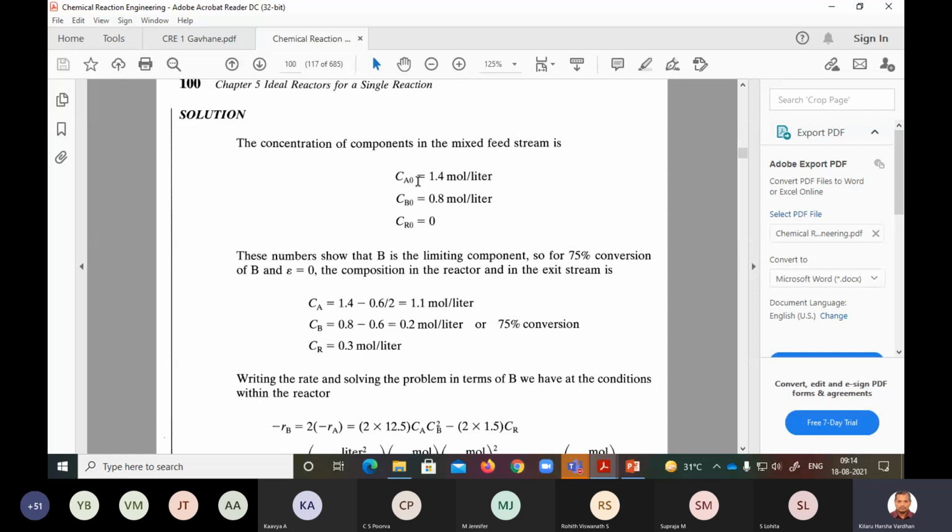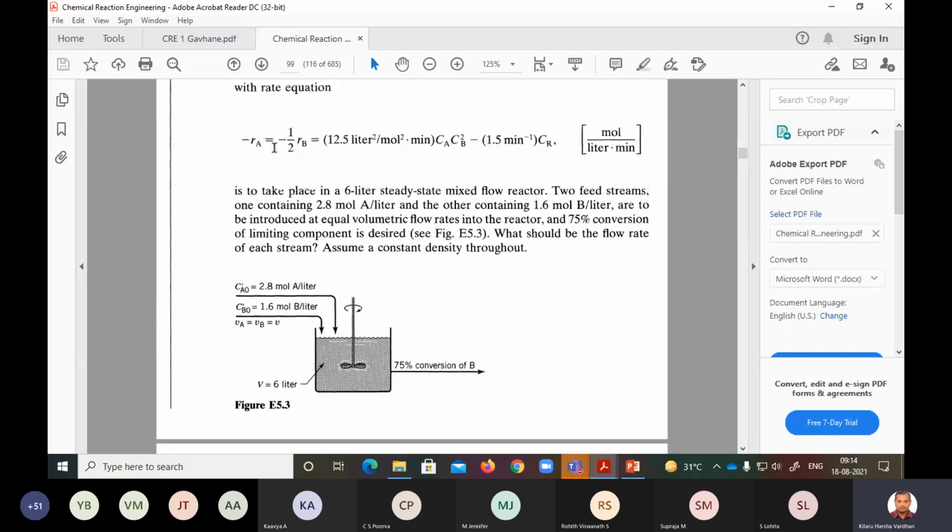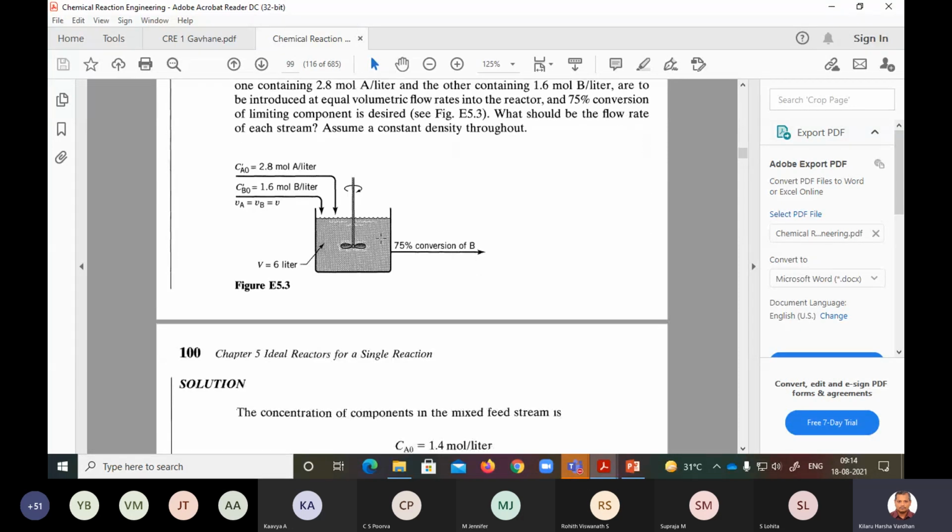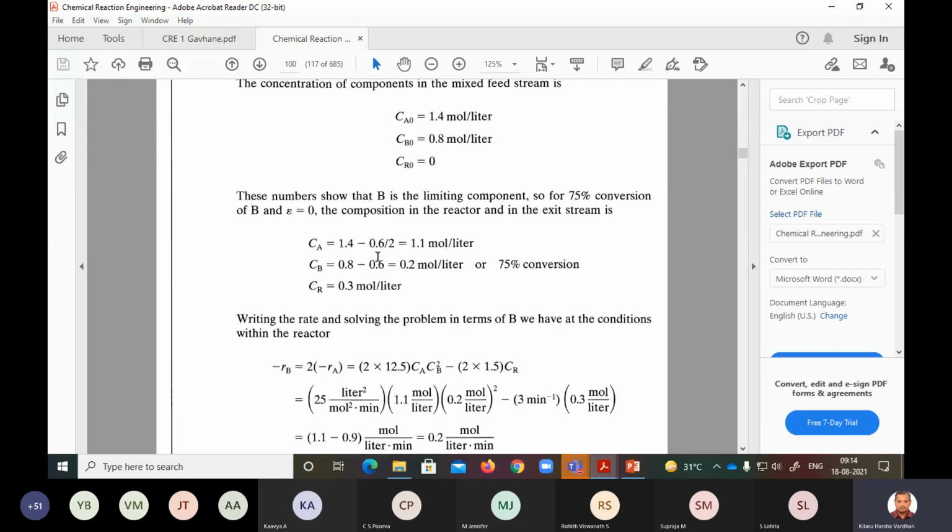What will be the A? A is initially 1.4 minus RB by 2, since minus RA is nothing but minus RB by 2. RB you know, and divided by 2 will give you something, and 1.1 moles per liter. So Ca will have this much at the 75% conversion, Cb will have this much, and CR will have this much, from that particular figure.